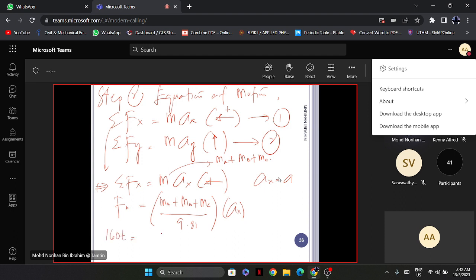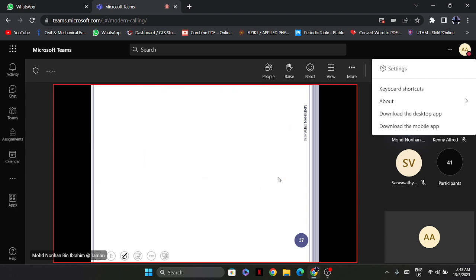FA is equal to 160T. The mass is 3600 plus 2200 plus 1300 divided by 9.81, multiplied with ax equal to a. If we simplify this, we can get the equation of a is equal to 0.221 T.